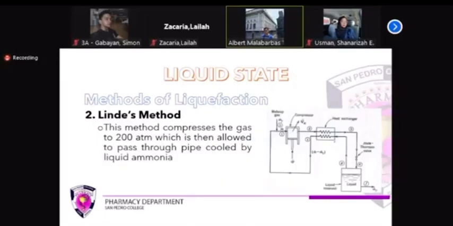Next, Linde's method. This method compresses the gas first to 200 atmosphere, which is then allowed to pass through a pipe cooled by liquid ammonia. Yun lang, definition lang talaga to.